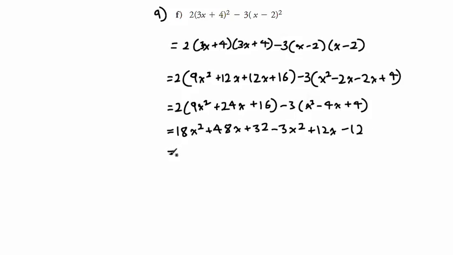Okay, so now let's collect like terms. We have 18x squared here and then 3x squared here, but there's a negative in front of it. So 18x squared minus 3x squared equals 15x squared. Then 48x and 12x, and when we add them, we get 60x. And there's a 32 and then a minus 12. So what's 32 minus 12? That equals 20. So 15x squared plus 60x plus 20 is our final answer.